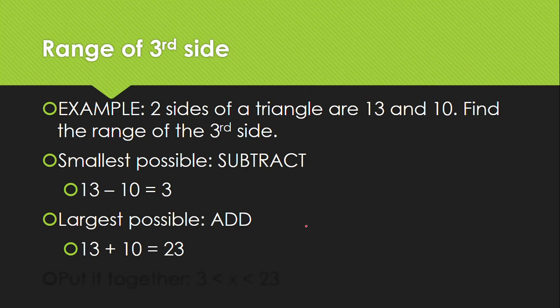And you usually see this written as an inequality, like this. 3 is less than x is less than 23. What this means is that x is in the middle of 3 and 23. It has to be some number in between there. The reason we use less than and not less than or equal to is because if you remember from the last slide, when you add up the two smaller sides, they have to be bigger than the biggest side, not equal to. So that's why you just have these less than signs here.